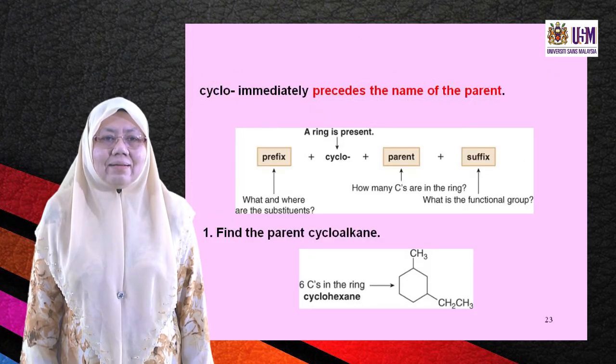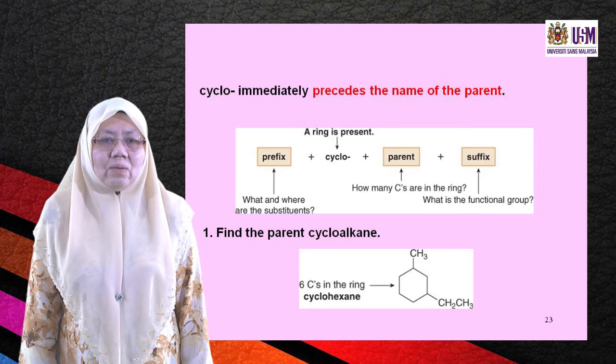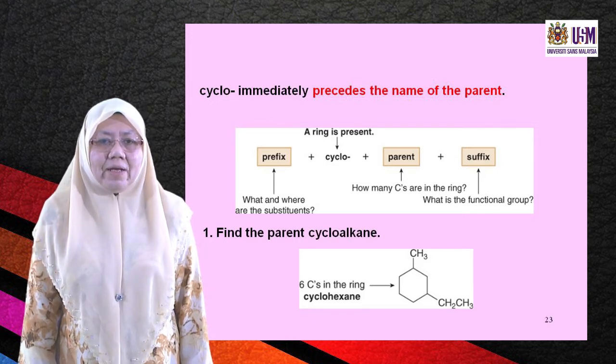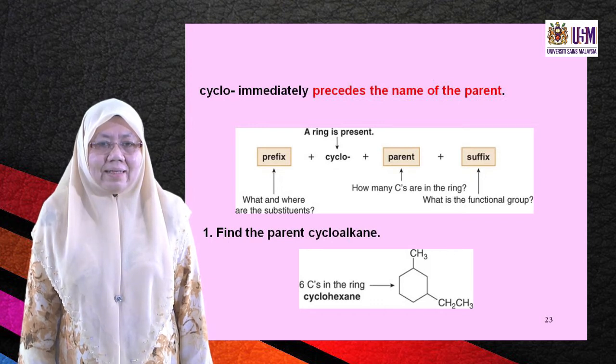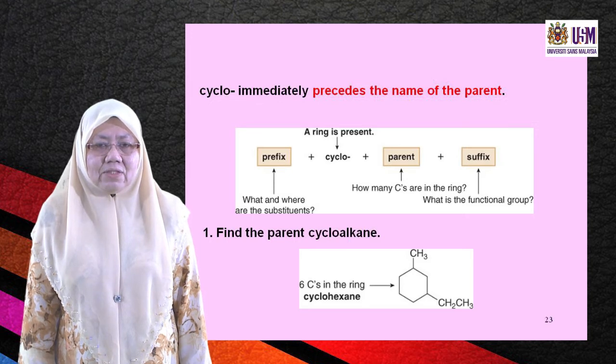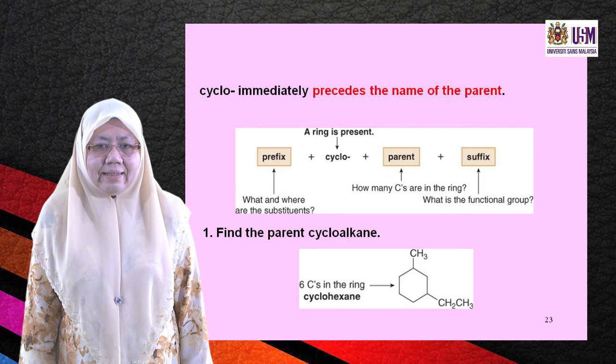For cycloalkanes, the word cyclo will immediately precede the name of the parent compound. First of all, we will have the prefix, which are the substituents, and then the ring is given by the word cyclo, plus the parent and the suffix. The parent will tell us the number of carbons in the ring.